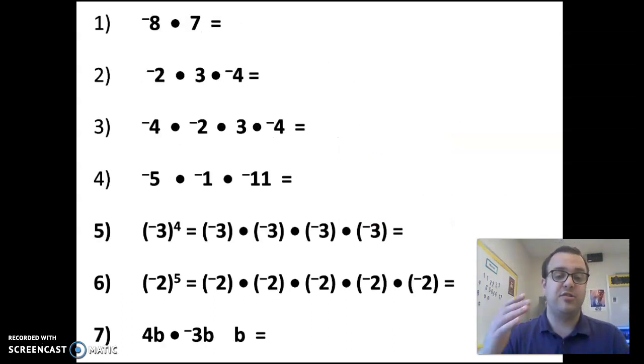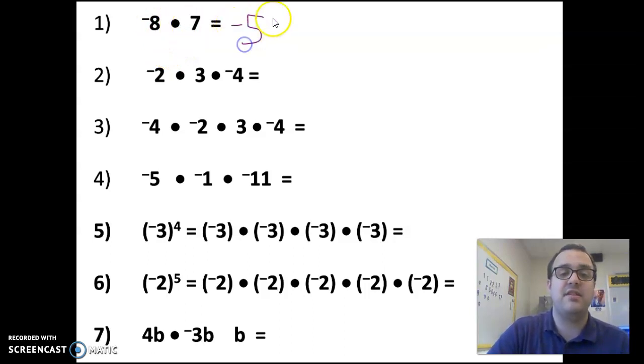All right, let's look at a couple examples here, okay? This first one, we have negative 8 times 7. There's only two things here, so I can just say, oh, different signs. It's going to be negative. We're going to get negative 56 for that one.